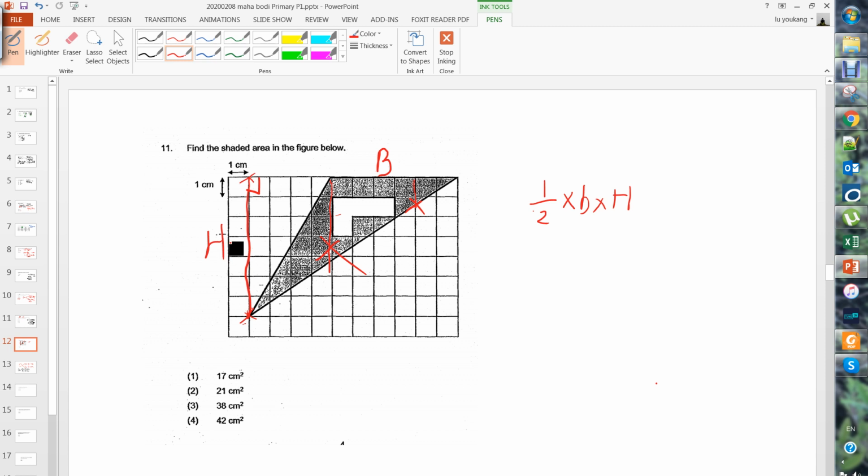Then you can start to count. What's your B? What's your B? 1, count and speak. 2, 3, 4, 5. Use your finger. What's the length? 1, point and speak. 3, 4. Where you stop? 5.